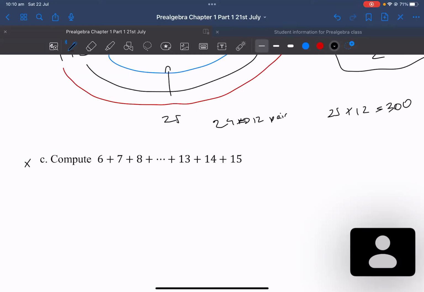Okay. 6 plus... We'll discuss this after. Actually, we'll discuss it now, right? We have numbers, we have pairs. Again, the pairs are 6 plus 15, 7 plus 14, 8 plus 13, 9 plus 12, 10 plus 11, right? Equal. So all pairs are 21. It's 21 times 5, which is 105. That's the answer to this one.